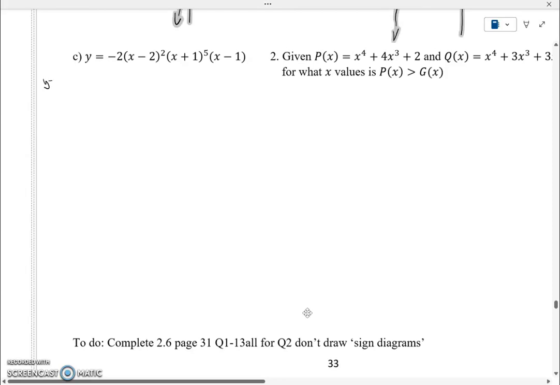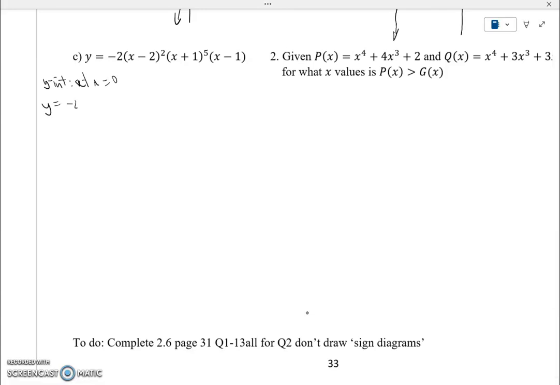Let's go. Y-intercept. Set x to be 0. So if x is 0, it's -2, -2 all squared, 1 to the 5, -1. Simplifying this, -2 times 4 times 1 times -1, which is 8. Just be careful with negative signs there. -2 all squared becomes positive, and then negative times negative gives you a positive. So y-intercept's 8.